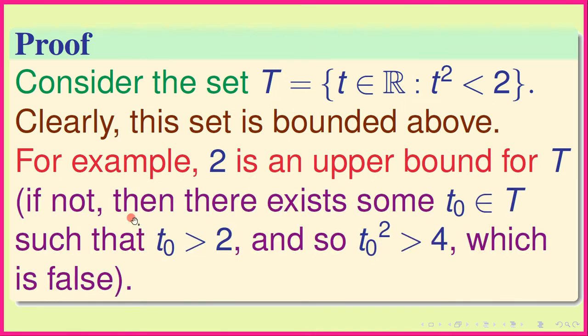If not, then there exists some t naught in T such that t naught is greater than 2. And so t naught squared will be greater than 4, which is false because t naught is an element of T and therefore t naught squared has to be less than 2.